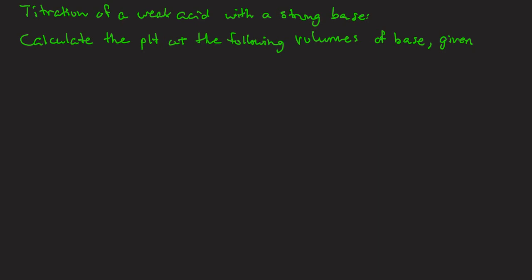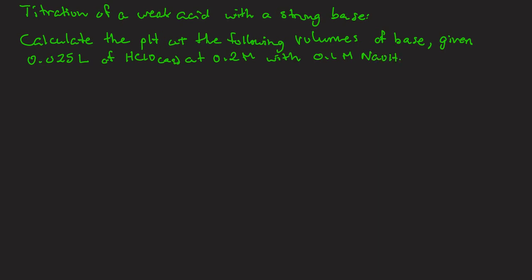Volumes of base given. Here are values here, and we have 25. I went ahead and made the conversion within the question itself. So we have 25 milliliters or 0.025 liters of HClO acid at a 0.2 molarity. This is being titrated with titrant 0.1 moles per liter of NaOH.